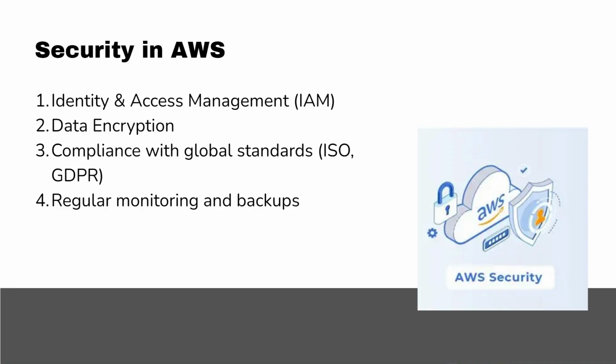Then, security in AWS. When it comes to security, AWS maintains very high standards. It provides IAM, Identity and Access Management, which controls who can access your cloud resources. All data is encrypted both while it's being stored and while it's being transferred. AWS follows strict compliance rules like ISO and GDPR, which are international data protection standards. It also provides continuous monitoring and automatic backups, ensuring that your application stays safe and available at all times. That's why even government and finance organizations trust AWS for their data.